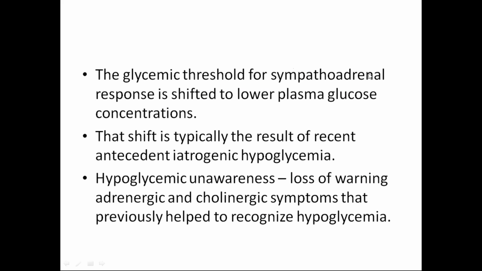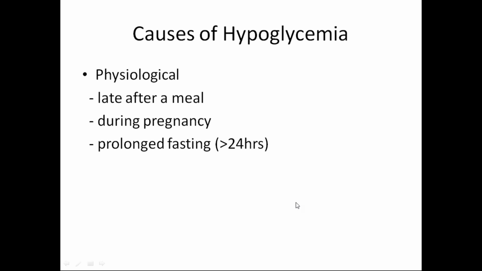So the glycemic threshold for sympathoadrenal response is shifted to lower plasma glucose concentrations. That shift is typically the result of recent antecedent iatrogenic hypoglycemia. So what is hypoglycemic unawareness? It is loss of warning adrenergic and cholinergic symptoms that previously helped to recognize hypoglycemia. Okay.